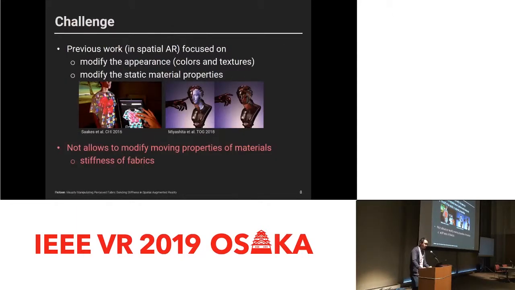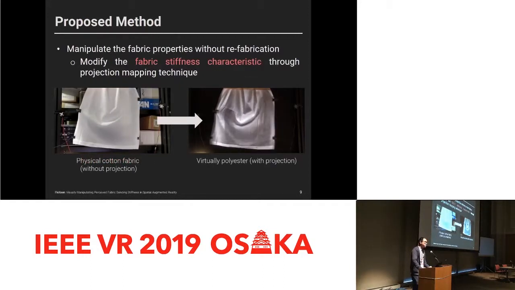However, current technologies only focus on modifying the appearance, such as the color, the texture, or static material properties, but do not allow simulating other types of fabric properties, such as the bending stiffness. So our work takes this challenge into account. We propose a technique to modify the fabric's properties that turns cotton fabric into a different type of fabric, such as polyester, without refabrication, using spatial augmented reality.